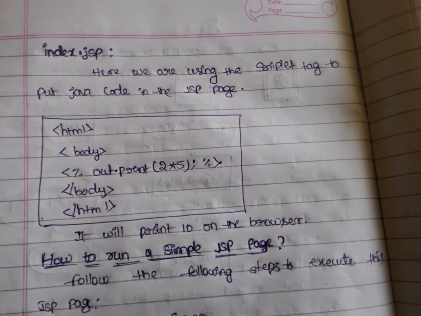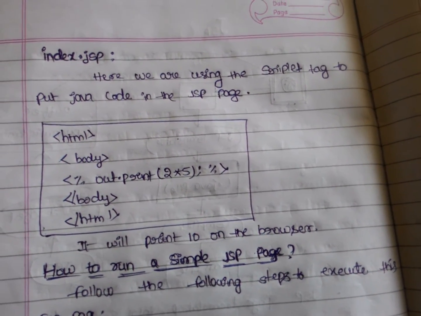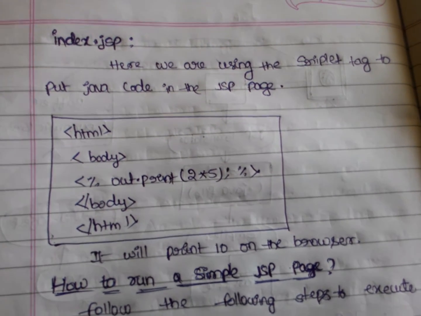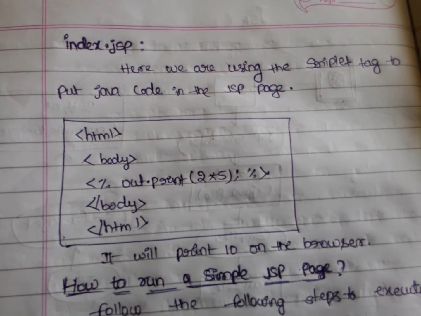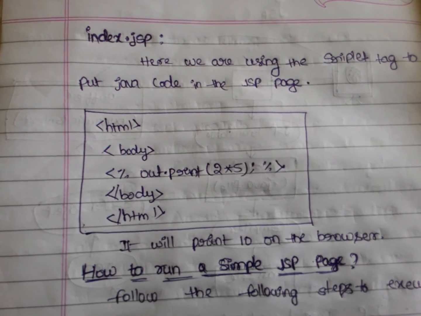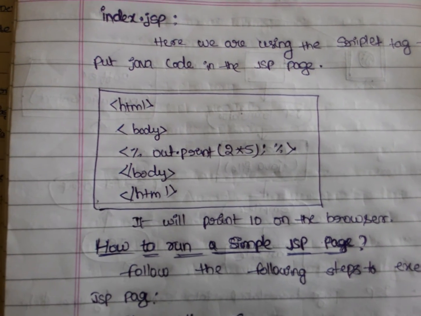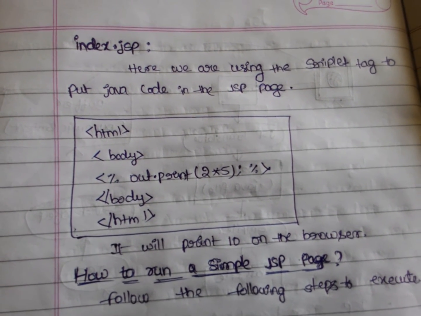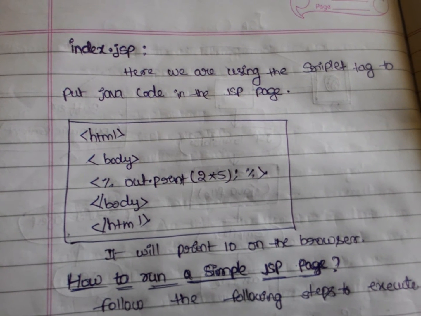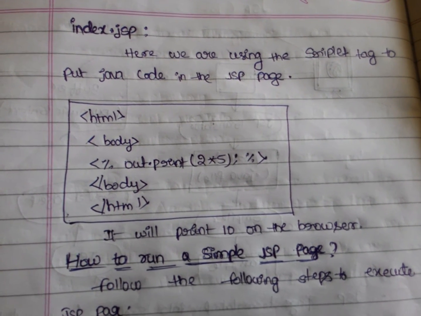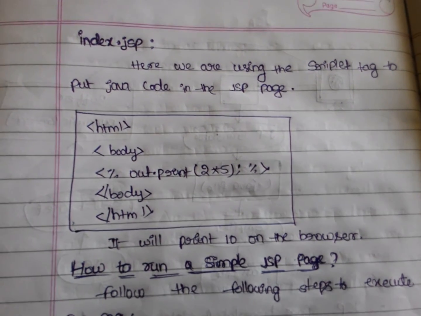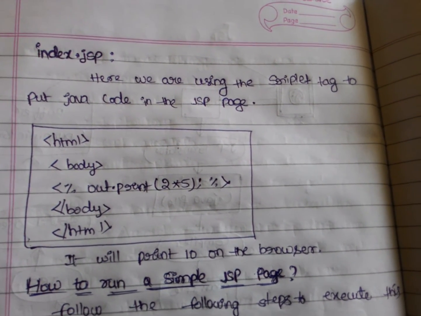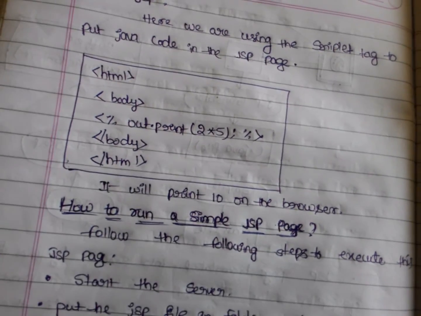In a simple JSP program, we need not follow any directory structure like a servlet program. Only if our application has any class files or TLD files should we follow the directory structure. If you want to run a simple JSP program, we need not follow any directory structure. We'll see this if we have any .class files and TLD files in our JSP.